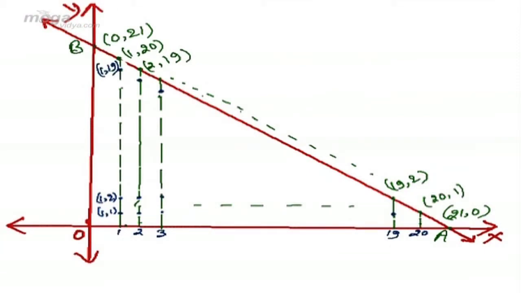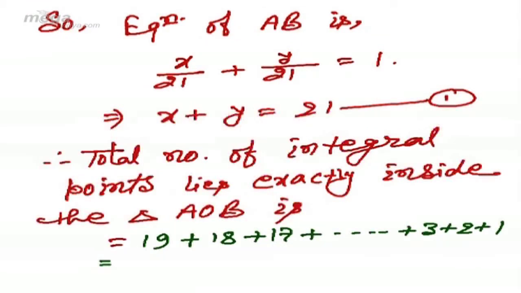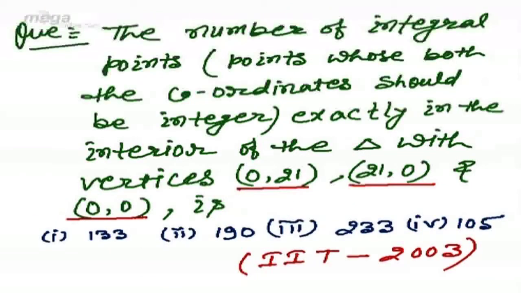From the first line you will get 19 points, from the second line 18 points, from the third 17 points. So it will be 19 + 18 + 17 and so on till 3 + 2 + 1. You can write it as 1 + 2 + 3 up to 19. Using the sum of the first n natural numbers, this is 19 × 20 / 2, which is equal to 190. So according to the options, option number 2 is the correct option.